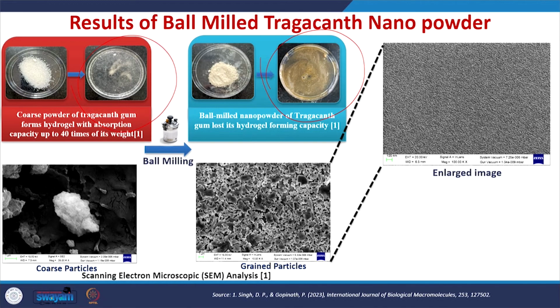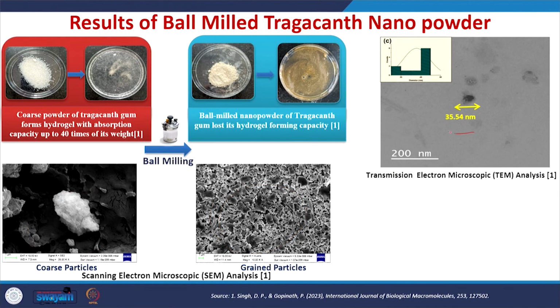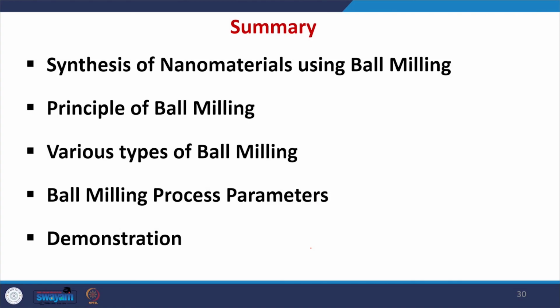The scanning electron microscopic images of both the coarse powder and ball milled particles taken at the same magnification clearly show the size reduction of ball milled tragacanth gum. When further magnified, the nano-sized particles of tragacanth gum become visible. In the transmission electron microscopic image of the ball milled nano-sized particles, the size of the particles is observed to be 35.54 nanometer.